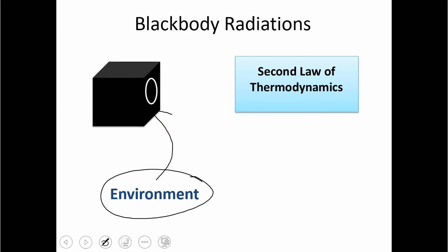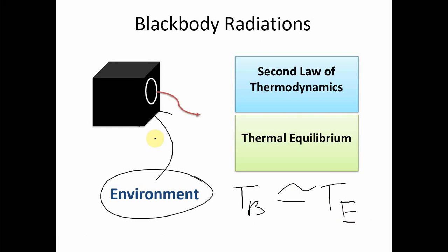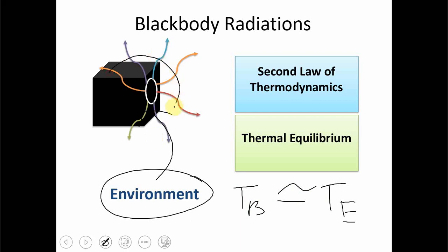So what happens at this moment is that it achieves thermal equilibrium, which means that if the temperature of the black body is Tb, it becomes almost equivalent to the temperature of its environment, which is Te. When this happens, then this black body starts emitting the radiations. Here you can see I have shown the visible colors, but these are not the only radiations which a black body emits. It is a whole spectrum of electromagnetic radiations. So these black body radiations are actually electromagnetic radiations.